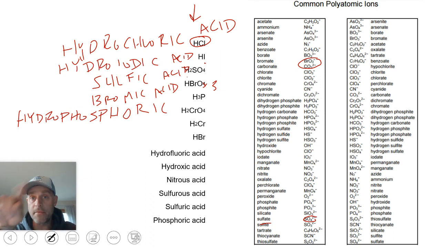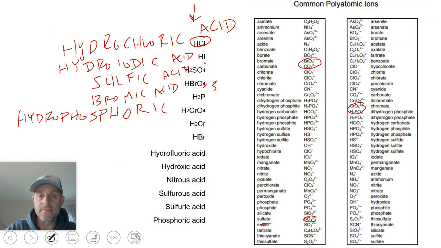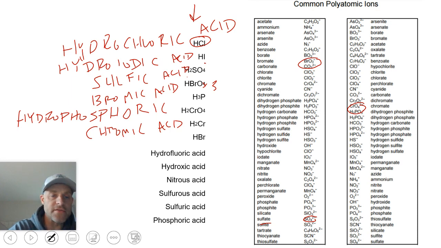H2CrO4. There's 3 there. So I'm going to go to the right side of the table. I got to find CrO4 over here in my polyatomic ion table. CrO4, here it is. It's chromate. So chrom is my stem. Ate, remember the rule, ate turns to ic. Okay, so it's chromic acid. Okay, chromic acid. And again, my handwriting is awful. I'm so sorry.